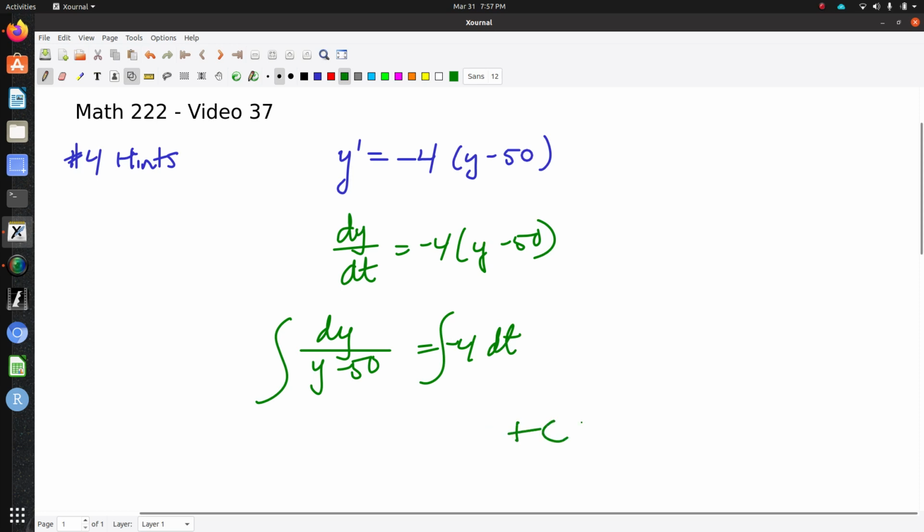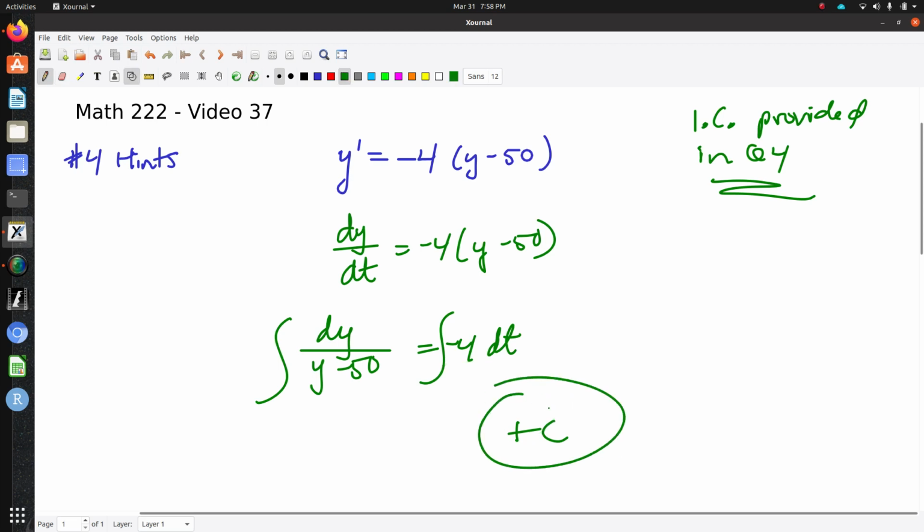You're going to get a plus constant, a constant of integration, on one of the two sides. It doesn't matter which. In the worksheet problem, your initial condition is provided in question 4. It's part of the word problem. It's stated in words. So you take those words and you use that to figure out what C is. Sorry, I didn't know where my mouse was. Okay, so you have to figure out what C is, and then you go from your general equation.